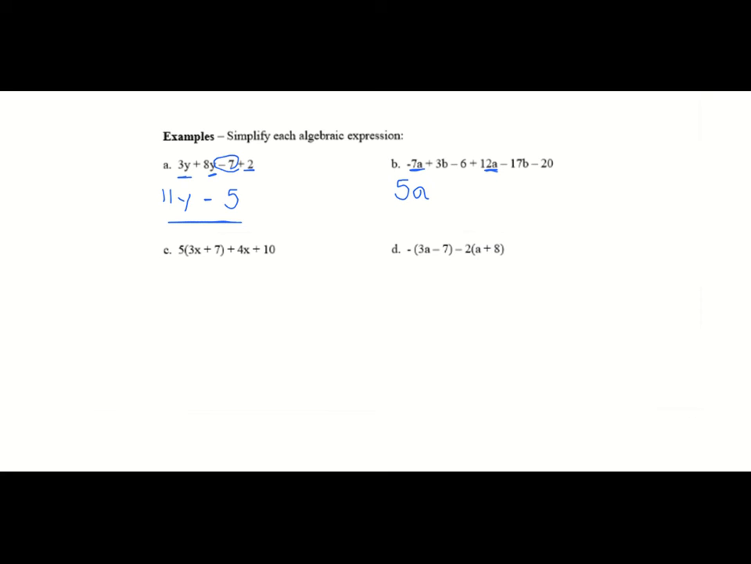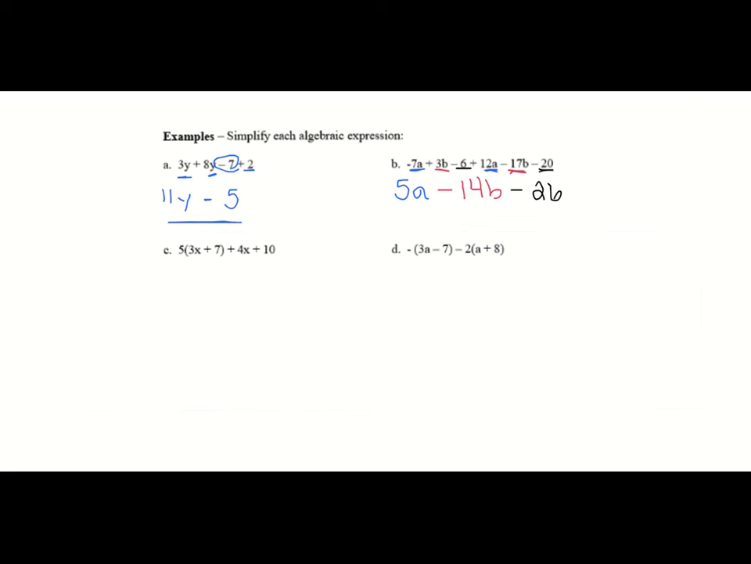And then let's go to red. Let's see here. I have 3b and -17b. So when I combine those, 3 minus 17 will give me -14b. And then my last part, I think I have some constant terms. I have -6 and -20. When I combine those together, it's going to give me -26. And I can't do any more, so that's it.